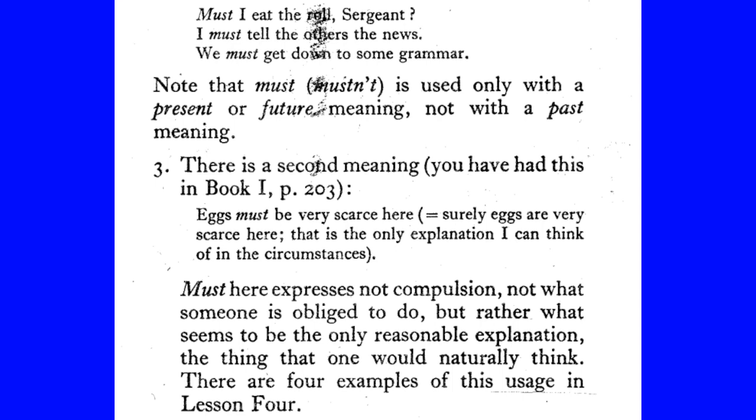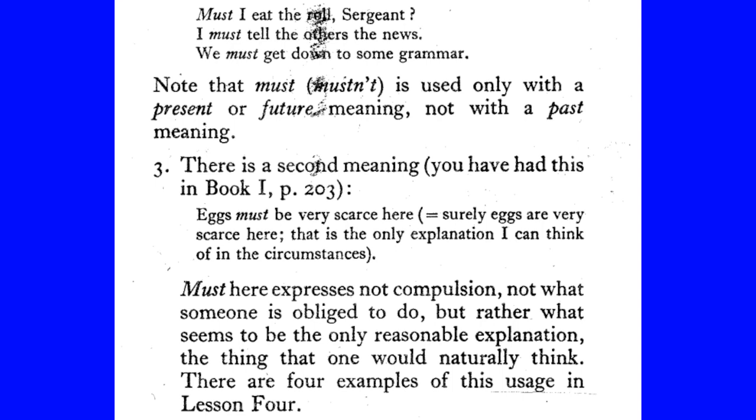3. There is a second meaning. You have had this in Book 1st, page 203. Eggs must be very scarce here, equals surely eggs are very scarce here. That is the only explanation I can think of in the circumstances. Must here expresses not compulsion, not what someone is obliged to do, but rather what seems to be the only reasonable explanation, the thing that one would naturally think.